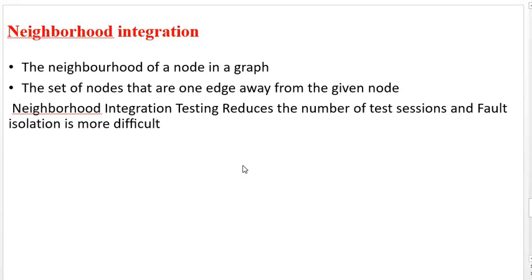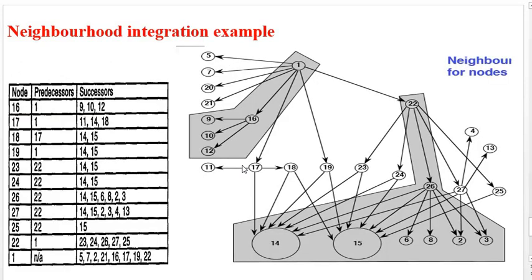Here is a sample neighborhood integration. You can observe nodes 1, 16, 9, 10, 12. If I concentrate on node 16, node 1 is a predecessor of 16 and nodes 9, 10, 12 are the successor nodes of node 16. Similarly, for node 26, 22 is a predecessor node, and 14, 15, 6, 8, 2, 3 are the successor nodes. This table indicates which are the predecessor nodes and which are the successor nodes. Like this we group them and apply integration testing to this neighborhood.